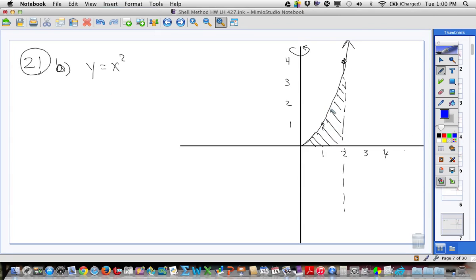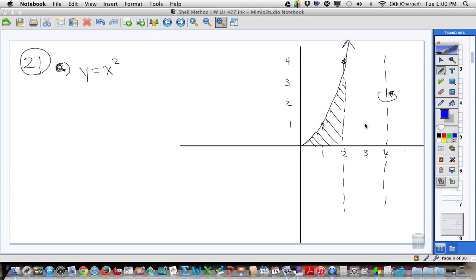On this one, if you want to do shell, you're going to have vertical strips, right? If you want to do the disc washer, you're going to have empty space. So your big R would be there, your little r would be there. It's up to you. Again, do them both ways. Good practice. All right? On C, now we're revolving around here.